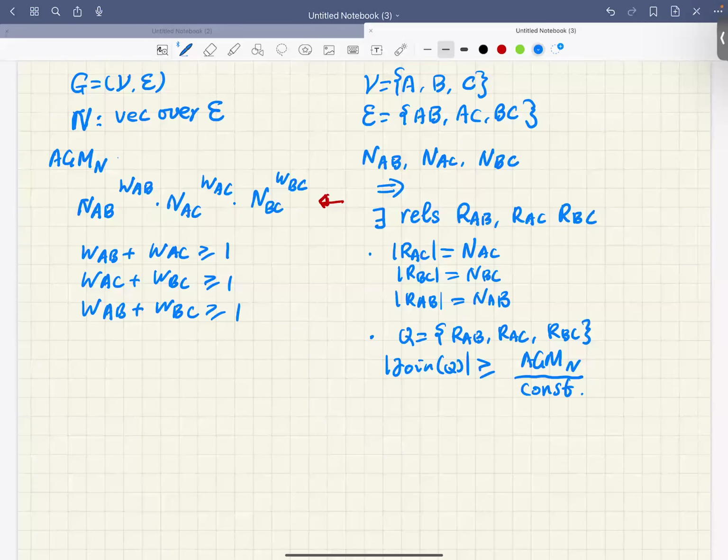I'm going to pause a little bit here to see if you have any questions or doubts about the statement. I have to point out that this statement is not saying that every relation whose cardinalities are described by N_AB, N_AC, and N_BC will necessarily produce a join result matching the AGM bound. Clearly this is not true, because you could have three relations with arbitrarily irrelevant values, so the join result is going to be empty for sure.